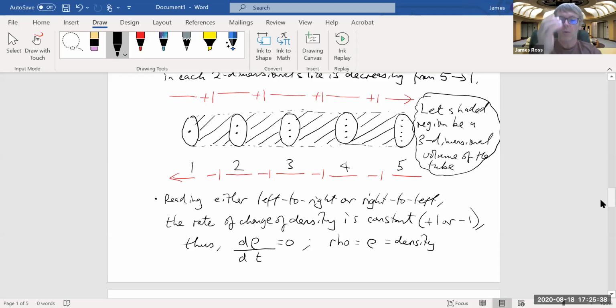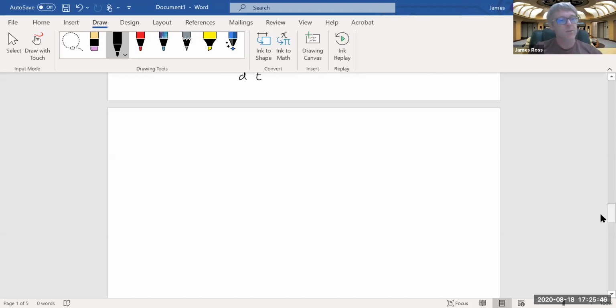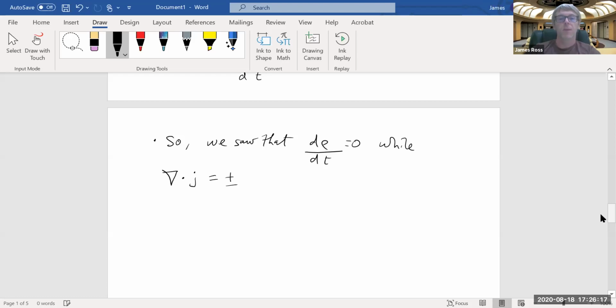Okay, so you can pause this video and have a think about that. You probably do need to think about it a little bit. I think me just repeating the same thing is not as useful as you having a think. So let's make some conclusions about what we've just seen. So we saw that change in density rho per change in time is 0, while the divergence of the density flux can be plus or minus.